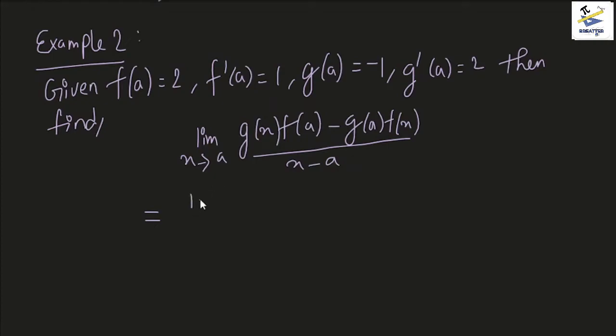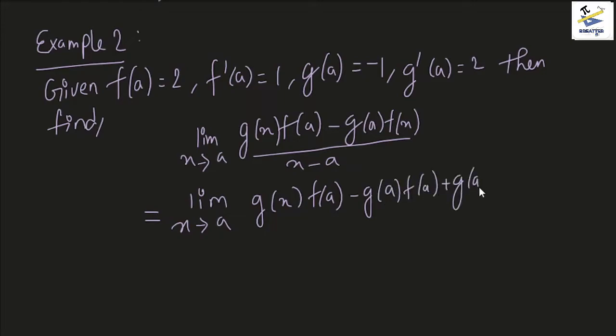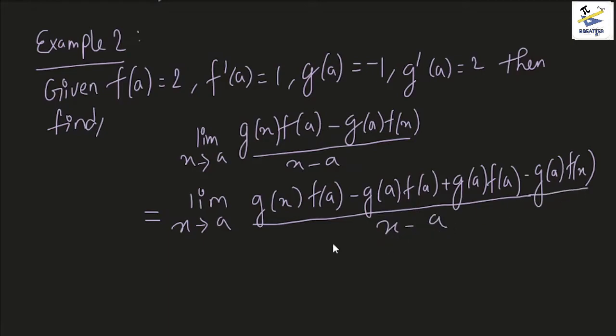Now limit x tends to a, g of x into f of a minus g of a into f of x. What we are going to do here is something like this. We are going to add and subtract g of a into f of a, minus g of a into f of x, and we are going to divide by x minus a. Now why did we do that? Because we are going to separate the first two terms and the last two terms and write them as separate limits. You will see why.